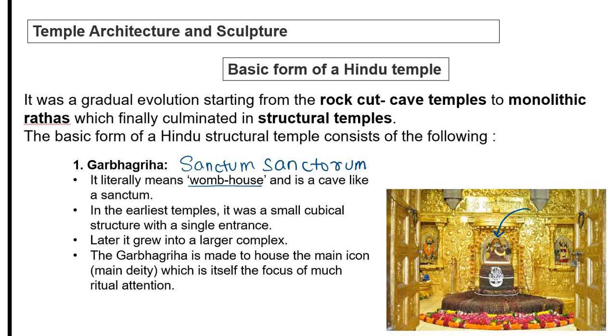In the earliest temples, it was a very small cubicle structure with a single entrance. So there were no multiple entrances in the Sanctum Sanctorum. There used to be one door only through which you can enter and see the deity or worship the deity or the god. But in modern times, the Sanctum Sanctorum has been enlarged and there are multiple entrances now. The Garbhagriha is made to house the main icon or the main deity, which is itself the focus of the ritual attention performed in the temples.